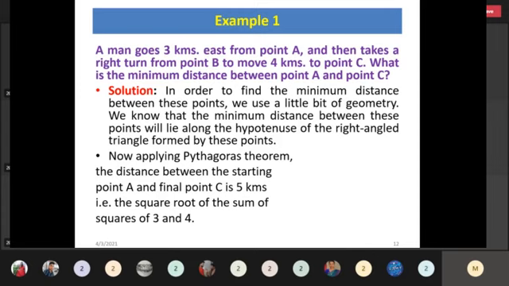The solution is, in order to find the minimum distance between these points, we use a little bit of geometry. We know that the minimum distance between these points will lie along the hypotenuse of the right-angled triangle formed by these points. Now applying Pythagoras theorem, the distance between the starting point A and the final point C is 5 kilometers. That means the square root of the sum of the squares of 3 and 4.